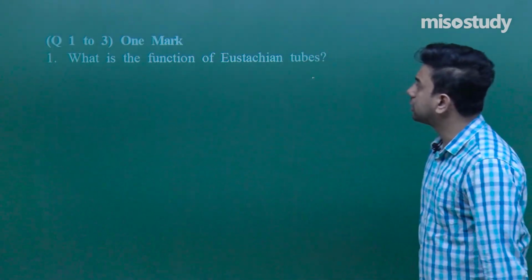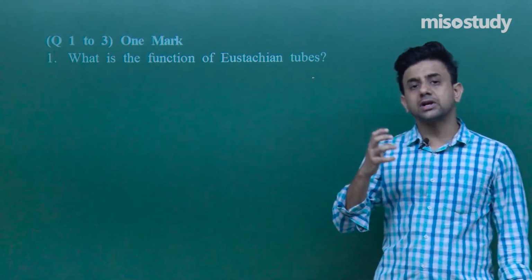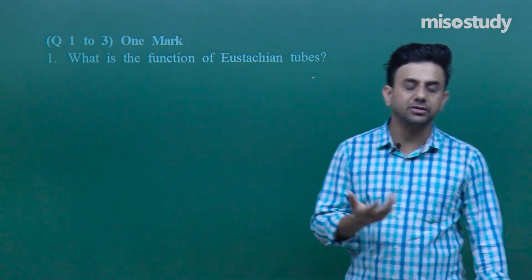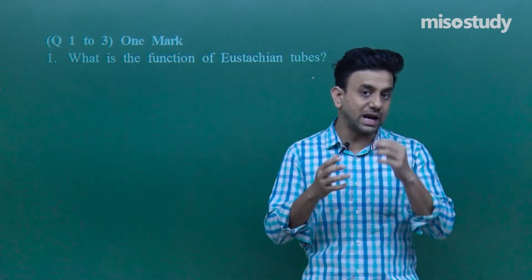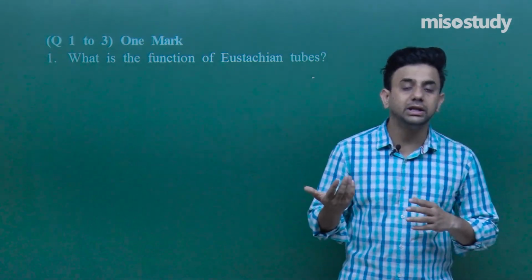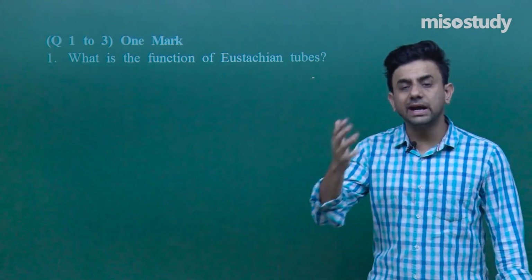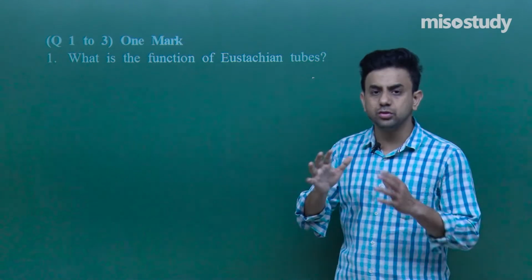What is the function of the eustachian tube? Now these eustachian tubes are actually present between the middle ear and the nasopharynx. And what is the nasopharynx? We know that the pharynx is a chamber, and the nasopharynx is that chamber which is situated behind the nose and the nasal cavity. So the nasopharynx is connected to the middle ear by means of this eustachian tube.